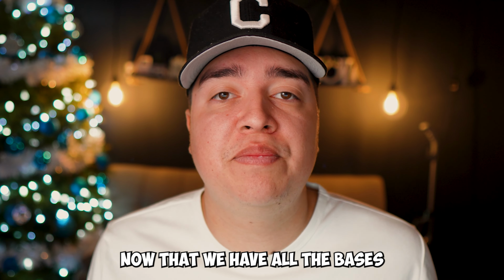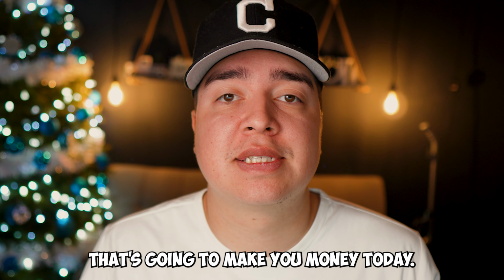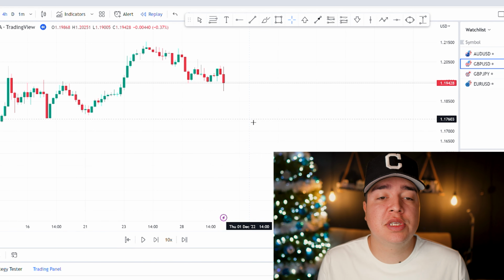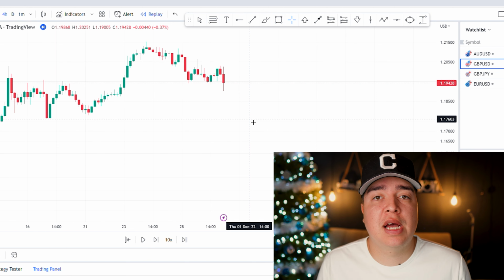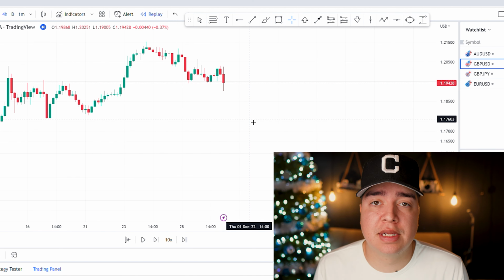Now that we have all the basics covered, I'm going to show you guys how to put it all together into one strategy that's going to make you money today. This is the ultimate support resistance strategy that you see traders use, like Lambo, Daniel Savage, all of them. Everybody uses support and resistance, and some of them actually only trade this. Let's get right into it.